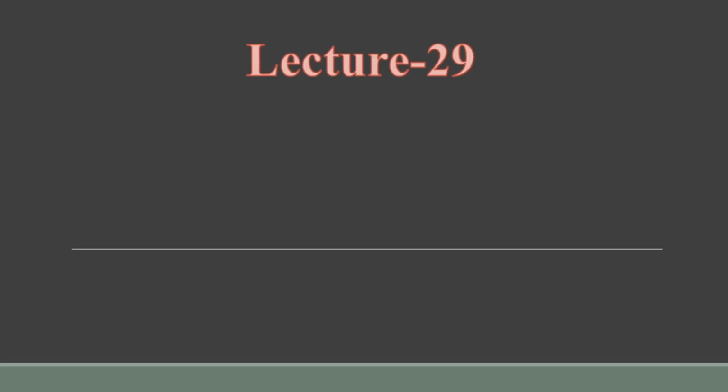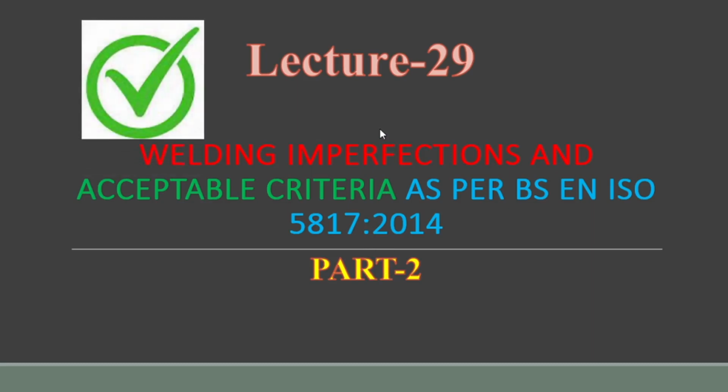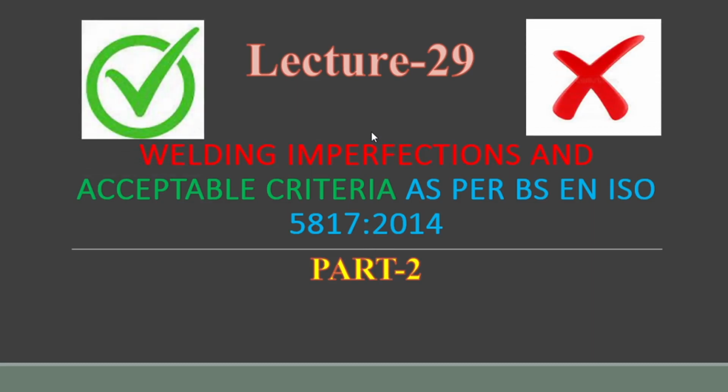Today we are going to start lecture number 29. In this lecture also we will try to discuss the welding imperfection and acceptable criteria as per BS EN ISO 5817-2014. Previously I recorded lecture number 28, where we also discussed welding imperfection and acceptable criteria. So this lecture I have named part 2 for easy understanding. In this lecture we will directly discuss the welding imperfection and what the acceptable criteria are. This is accept or reject.